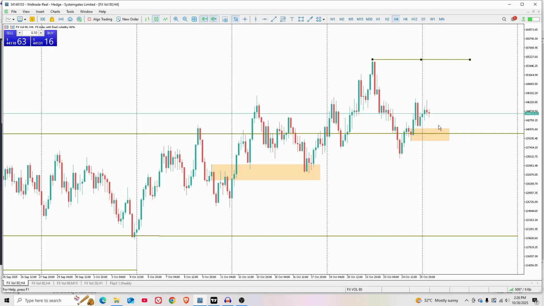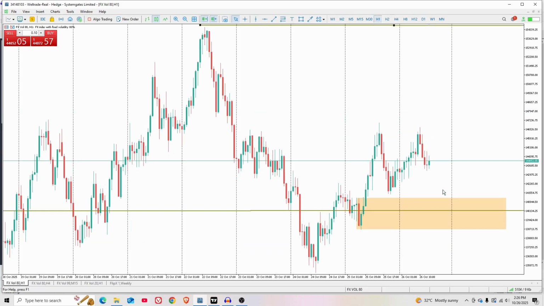So that is one of the things that I am watching at the moment, that the market comes back, taps into this low, and then we can go higher. So let's look at 1 hour. How does that look? If you're looking at the 1 hour chart, I can see that this is a nice, beautiful zone that the market can come into, and then we can have a nice, decent move.